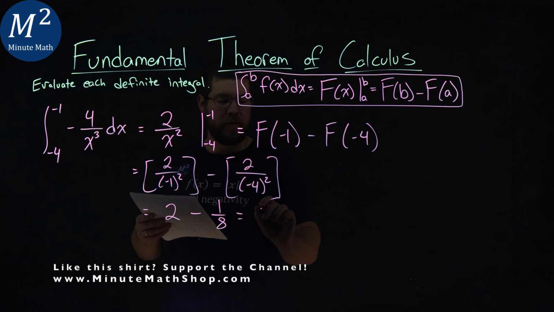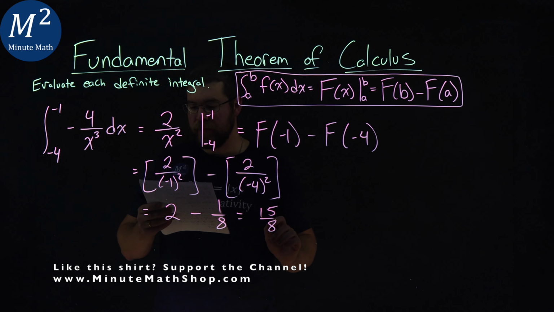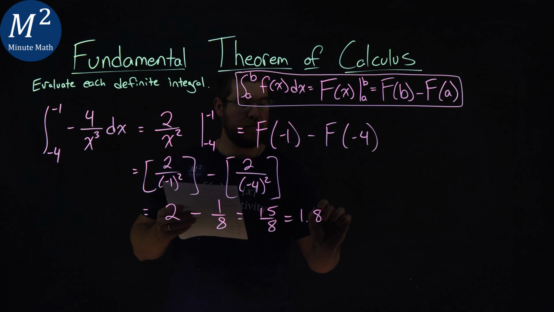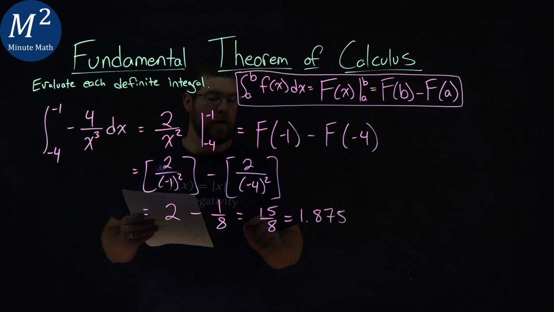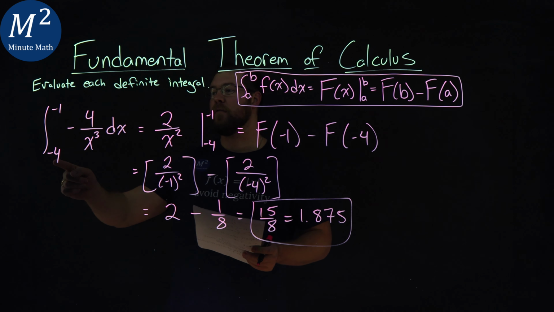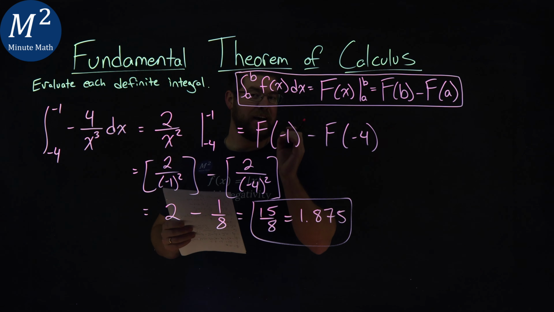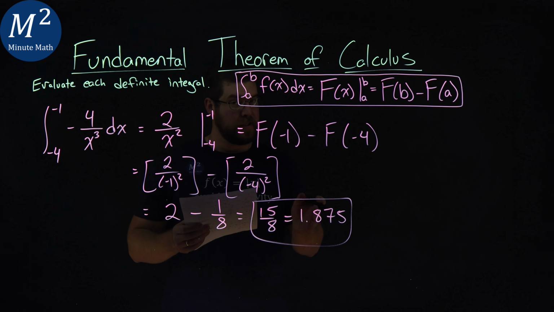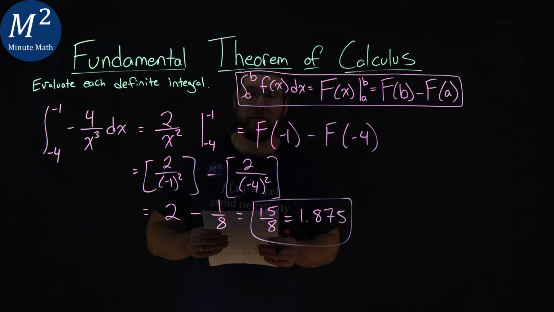2 minus 1/8 is 15/8, it's just algebra, which is equal to 1.875. So our final answer here, depending if you want a fraction or decimal, of our integral from -4 to -1 of our function is 15 over 8, which is equal to 1.875.